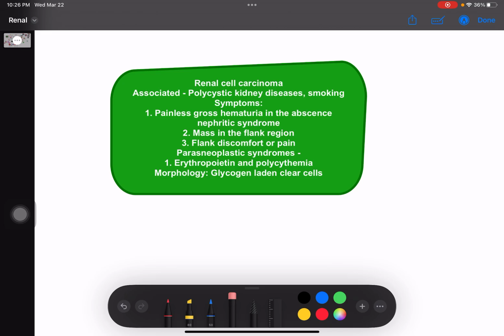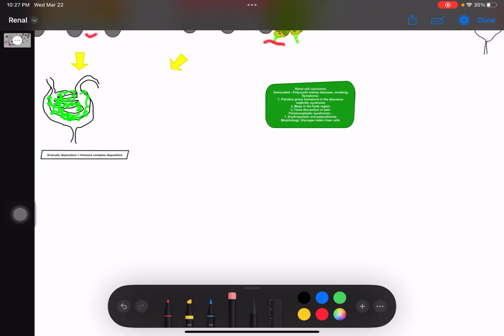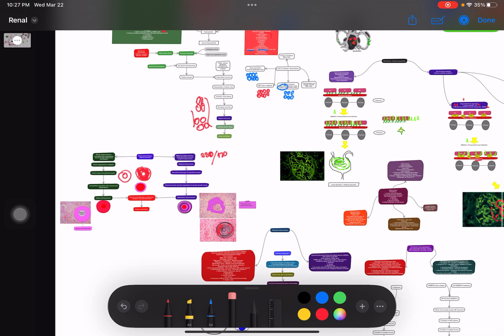And morphology is cells, glycogen-laden clear cells that are characterized with the very pale white cytoplasm. So I guess that was all.